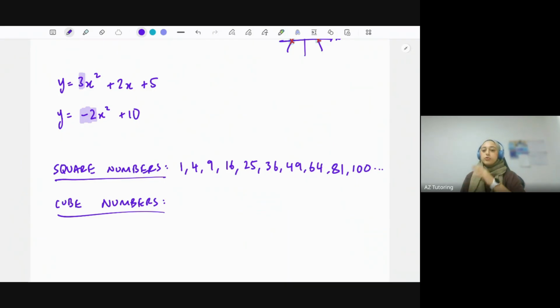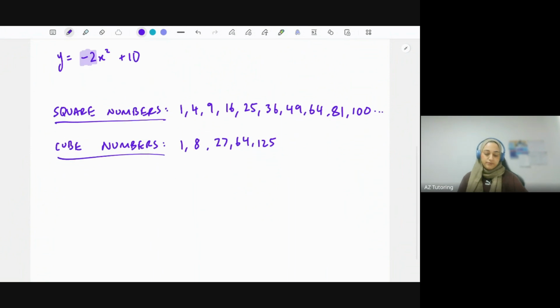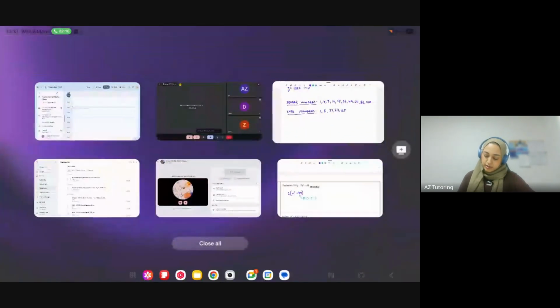So 1 cubed, 1 times 1 times 1 is 1. 2 cubed is 8 because 2 times 2 is 4, and then 4 times 2 is 8. 3 cubed, 3 times 3 is 9. 9 times 3 is 27. Got 64, 125. So I'd say make sure you know at least the first 5 for definite. Okay, coming back to here.